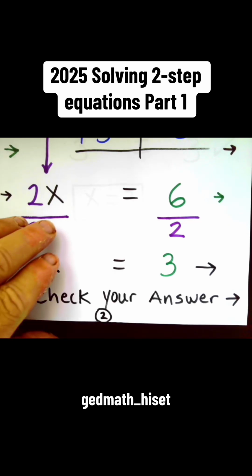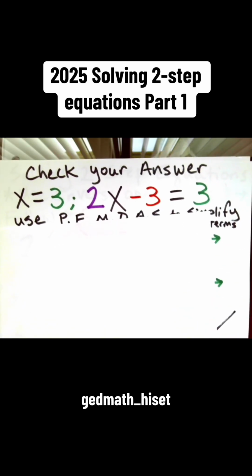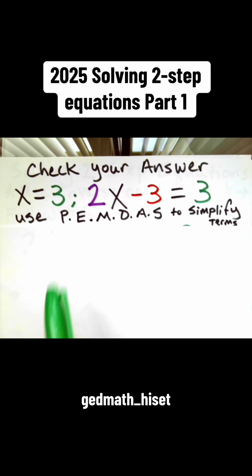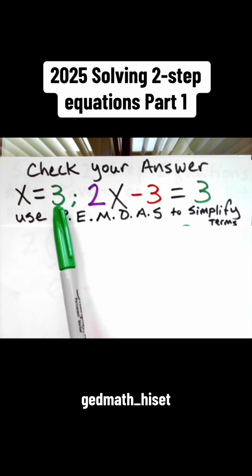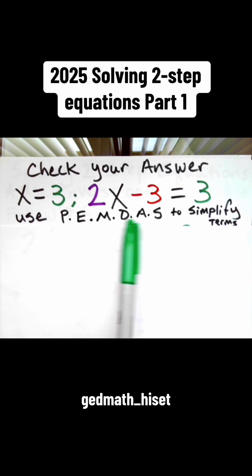I need to check my answers. And so that's what I'm going to do here in this next video portion. When you're checking your answers, you want to use PEMDAS. That's the order of operations. Because all we're going to do is substitute the answer we got, which I think is correct, but now I'm checking to make sure it's correct. I'm going to substitute that for x and follow the order of operations.